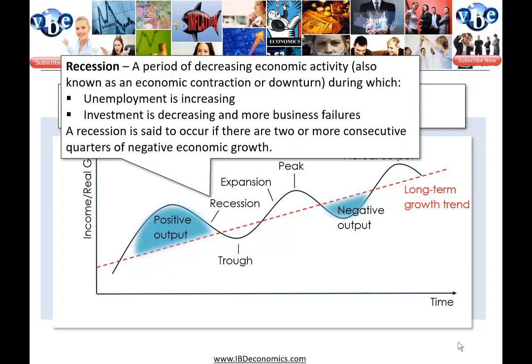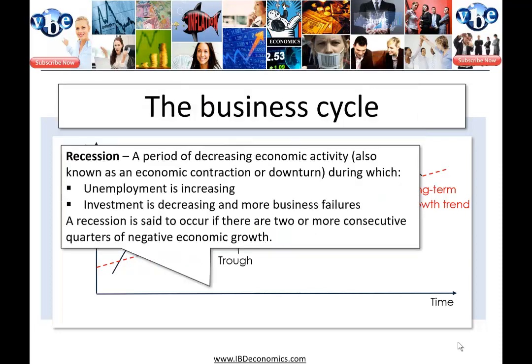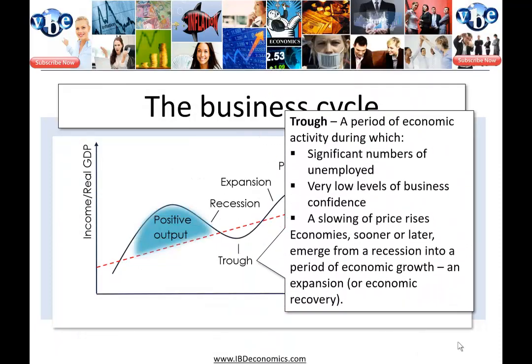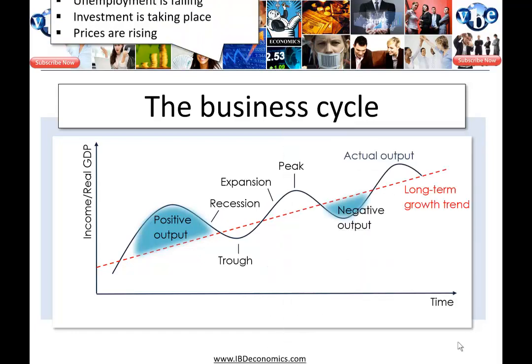Now, a recession is a period of decreasing economic activity, also known as an economic contraction or downturn, during which unemployment is increasing, investment is decreasing, and we have more business failures in the economy. A recession is said to occur if there are 2 or more consecutive quarters of negative economic growth. At the trough, there is a period of economic activity which has significant numbers of unemployed, very low levels of business confidence, and a slowing of price rises. Economies sooner or later will emerge from a recession into a period of economic growth, which is an expansion or an economic recovery.